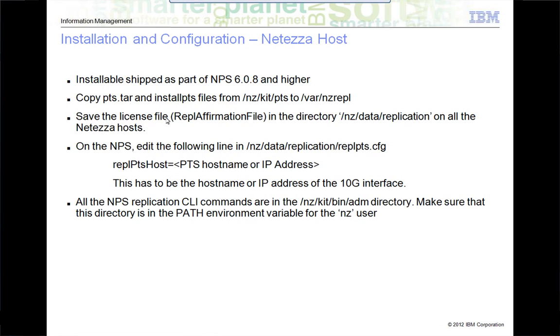And the next step, you have to edit this configuration file called nzdata-replication-repl-pts.config file. On that, you have to edit that line where you identify the PTS host associated with that appliance. So the line is repl-pts-host is equal to, followed by the IP address or the host name of PTS. So that host name or IP address has to refer to the 10 gig interface and not the Ethernet interface. So you have to be very sure of that.